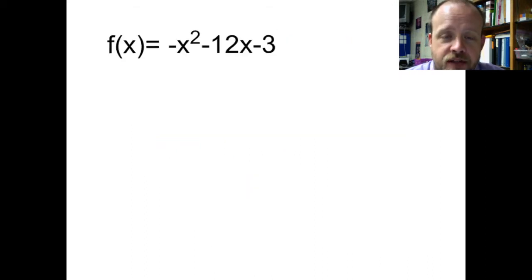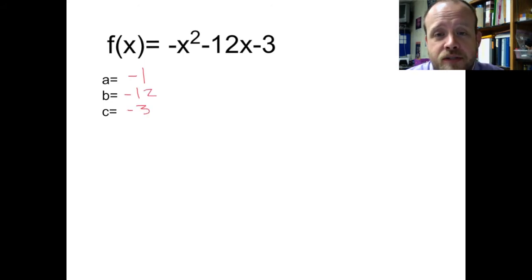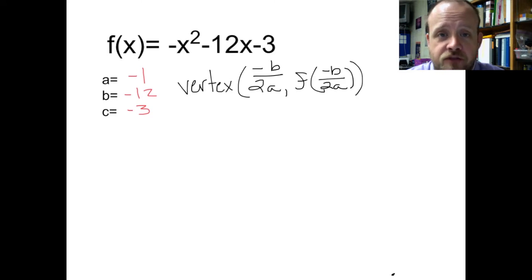F of x is equal to negative x squared minus 12x minus 3. As always, we'll start by identifying our three important values of a, b, and c. Notice the pattern? So a is negative 1. It's very important to make sure you watch those negatives. B is negative 12, and c is negative 3. Once again, our vertex is found by the equation negative b over 2a, comma, f of negative b over 2a.